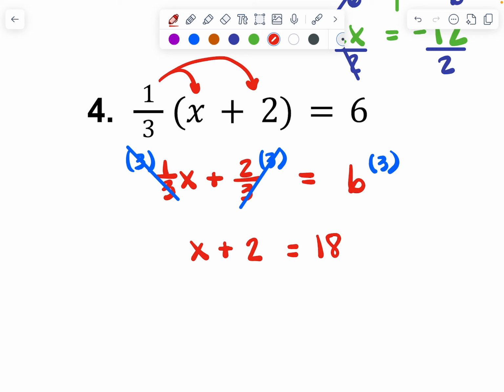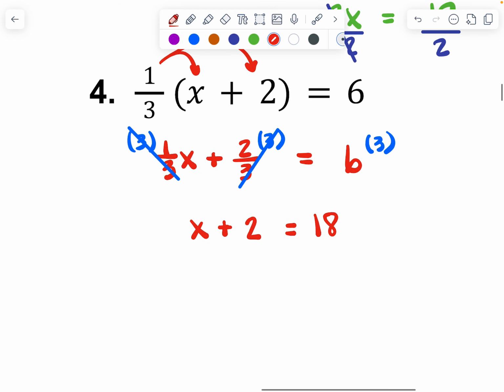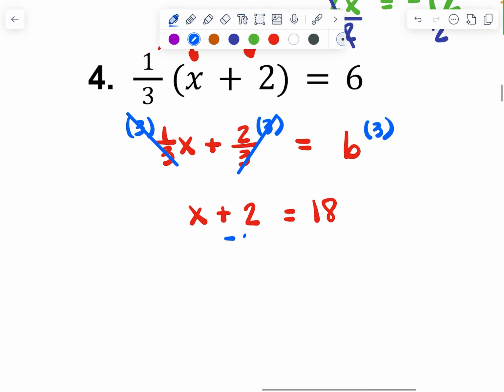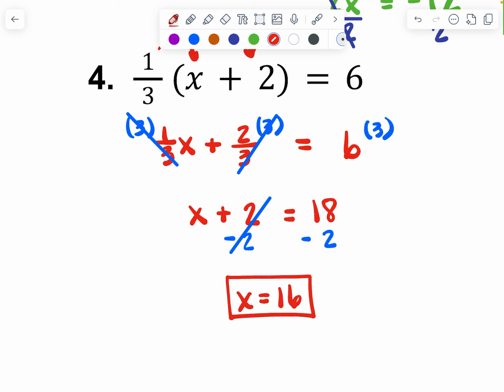And I went from a gross looking equation that had a bunch of fractions in it to this nice easy equation of x plus 2 equals 18, where all I need to do is undo the plus 2 by subtracting 2. And that's going to give us our solution of x equals 16.